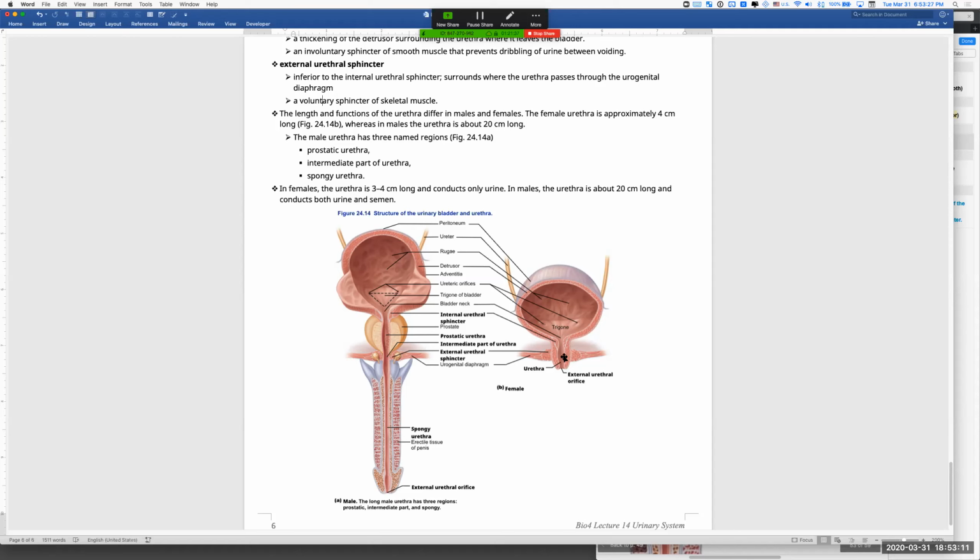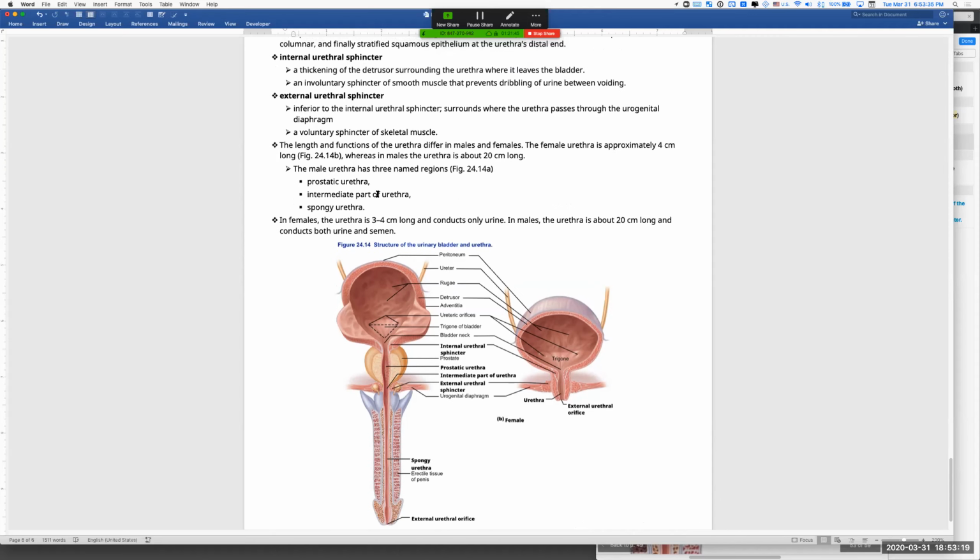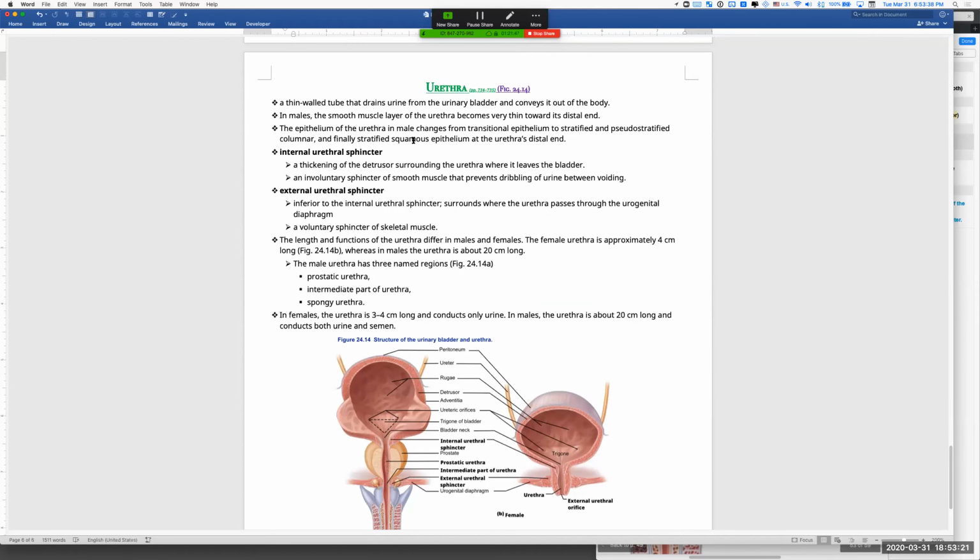Because this is a wet surface, a wet membrane, it would not be keratinized. So non-keratinized stratified squamous epithelium. We can forget about this part.